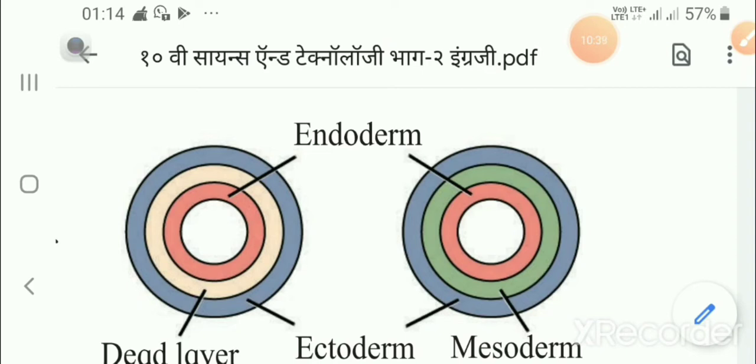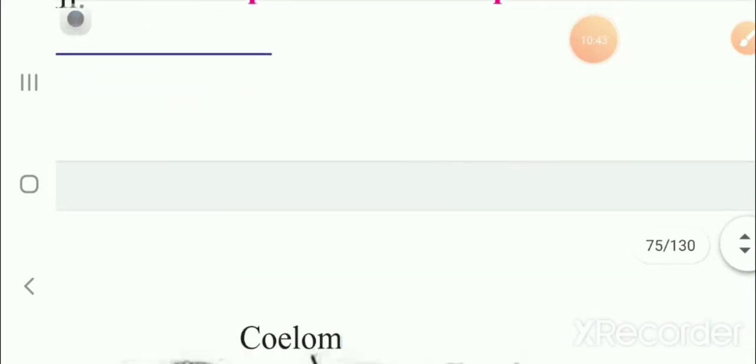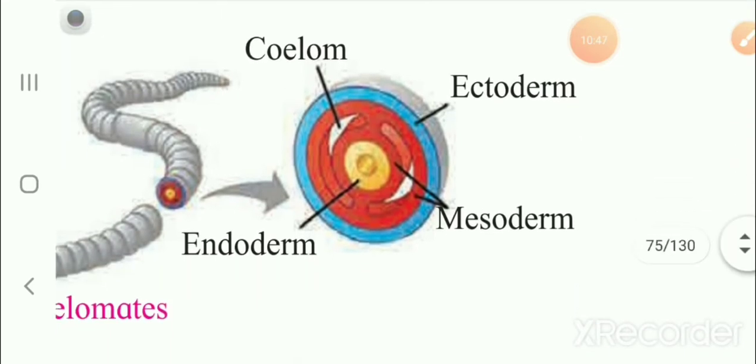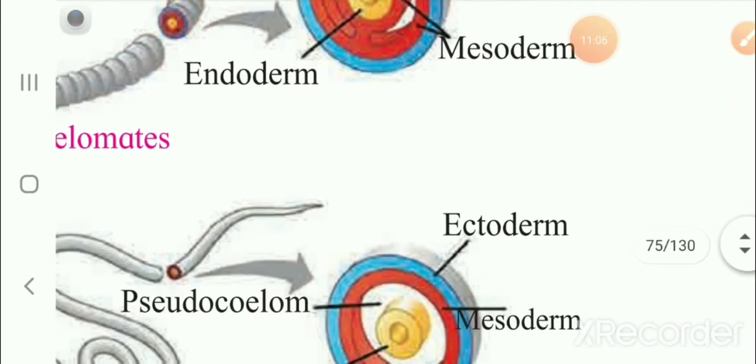We will see here. Here you can see one coelom or the cavity part is shown here, and ectoderm, mesoderm, endoderm are shown. Meso mean middle, derm mean layer, endo mean inside, derm mean layer, ecto mean outside, derm mean layer. So this way the structure is there.